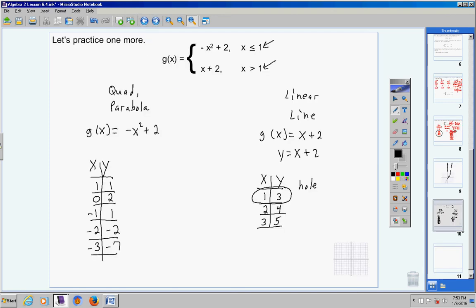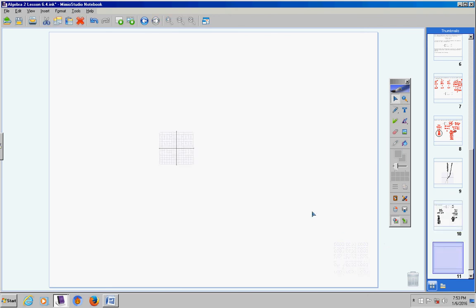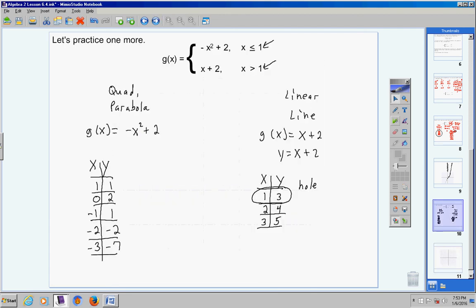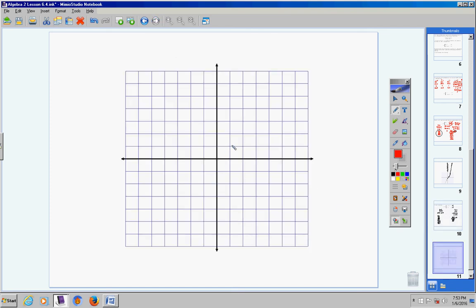Now let's go ahead and pull this graph down to the next page like we did before. And I don't think we need to add any lines to this one, so we can make it as big as we want to, okay? So let's graph this first. 1, 1, and 0, 2. So there's 1, 1, and there's 0, 2, alright?